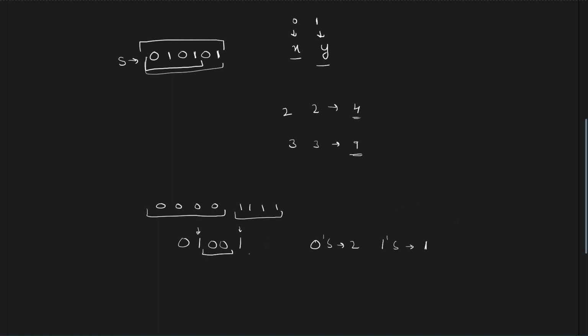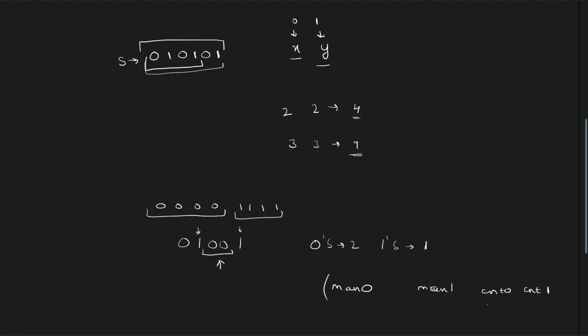So my final answer would be the longest sequence. So let us denote it as max 0. Max 0 would be the longest sequence of zeros present together. Max 1 would be the longest sequence of ones present together. Count 0 would be the count of zeros in the original string and count 1 would be the number of ones in the original string, right?